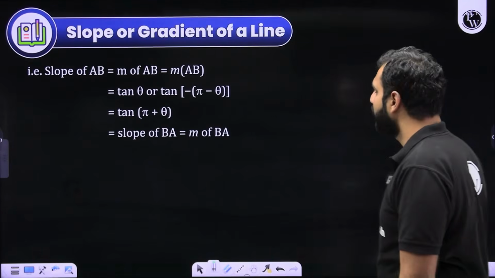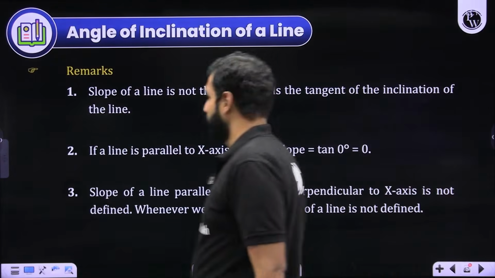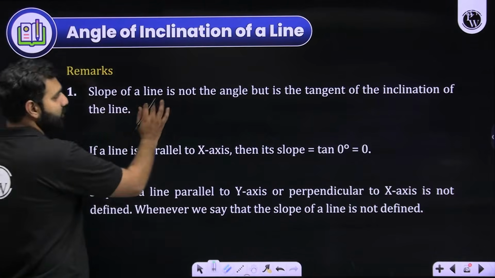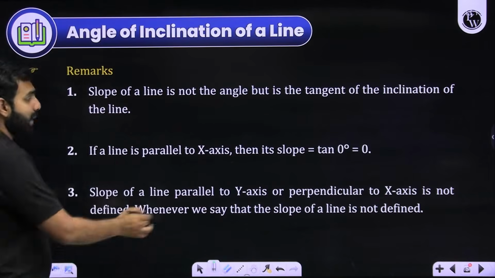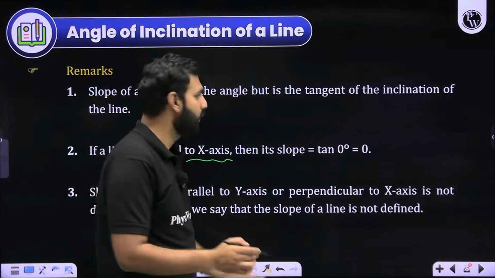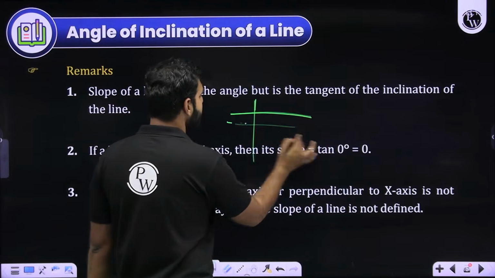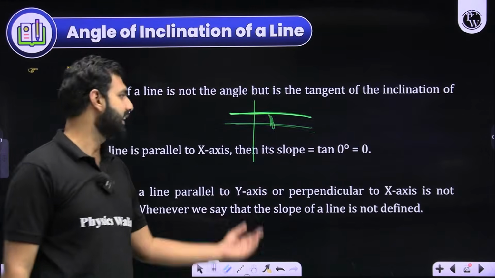Now, moving ahead towards this part, we have discussed the slope. Slope gives you a lot of details about a line. Slope of a line is not the angle as we have discussed. It is the tangent of that angle. If a line is parallel to x-axis, we know its slope is going to be 0 because theta is going to be 0. I hope I need not tell you this. If the line is parallel to x-axis, there is no angle, so the inclination is 0. So tan 0 is 0.